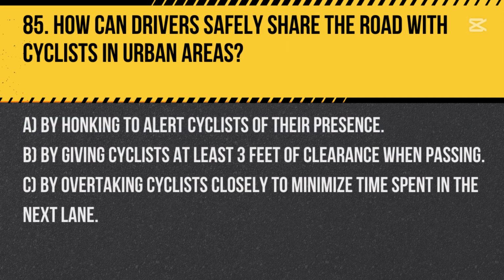Question 85. How can drivers safely share the road with cyclists in urban areas? A. By honking to alert cyclists of their presence. B. By giving cyclists at least 3 feet of clearance when passing. C. By overtaking cyclists closely to minimize time spent in the next lane. Answer: B. By giving cyclists at least 3 feet of clearance when passing. This ensures safety for both drivers and cyclists, complying with laws designed to protect vulnerable road users.